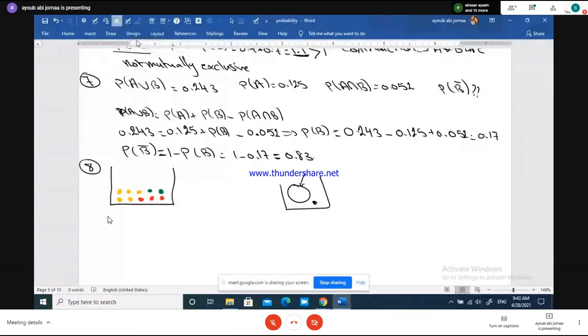Now a marble is selected at random. One marble is selected at random. Only one. Find the probability of each of the following. Please, everyone try to solve the exercise. Probability of red, probability of yellow, probability of green, probability of red or green, probability of green or yellow.